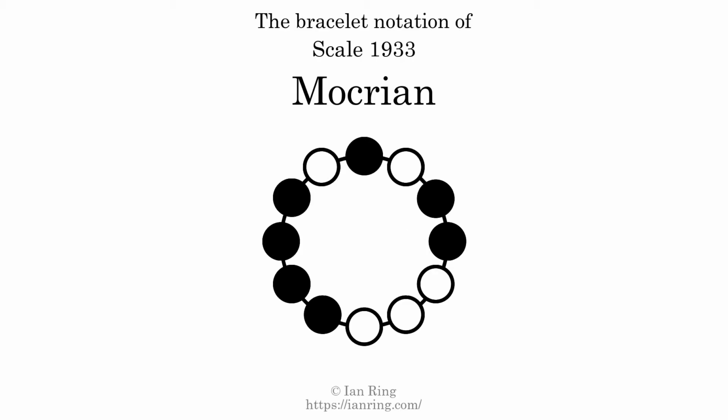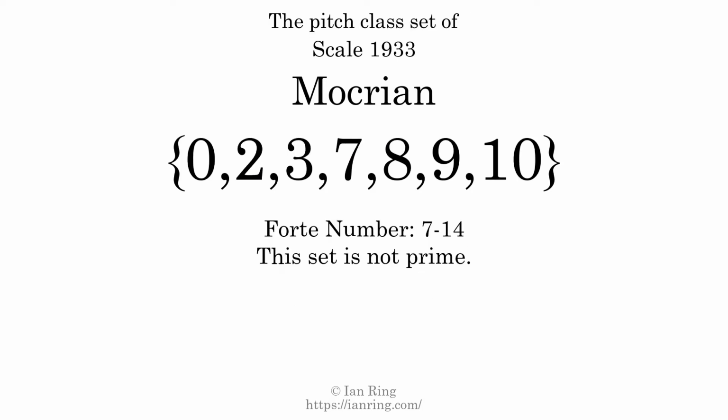This is a bracelet notation diagram of scale 1933. The shaded circles represent tones that appear in the scale, and they are read clockwise, starting at the top. The pitch class set for this scale is 0, 2, 3, 7, 8, 9, 10.